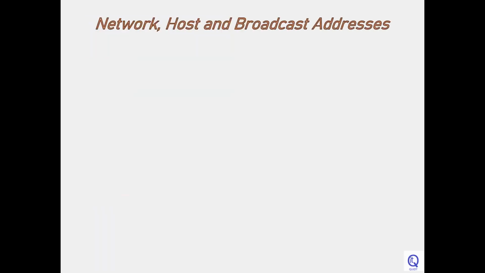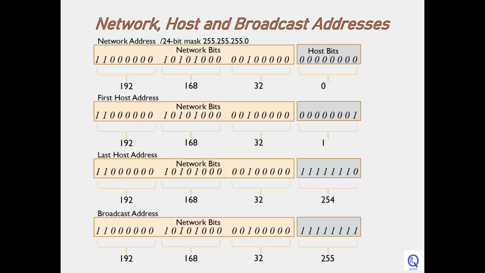This is how we calculate network, host and broadcast addresses. In the network address, all the host bits are set to 0. In the broadcast address, all the host bits are set to 1. Here we have a 24-bit network mask. Therefore, these 3 octets belong to the network side, and the last 8 bits belong to the host side.